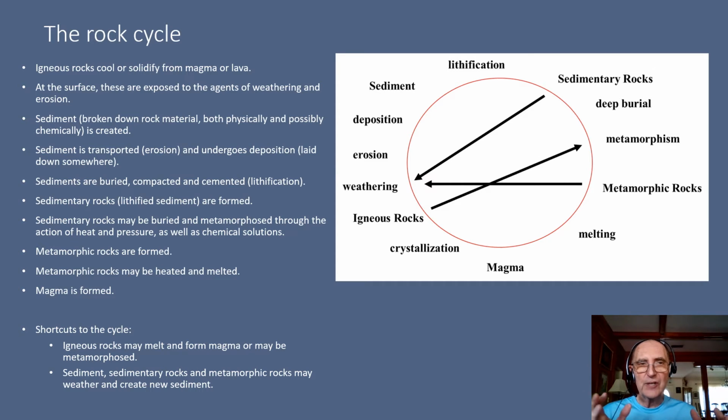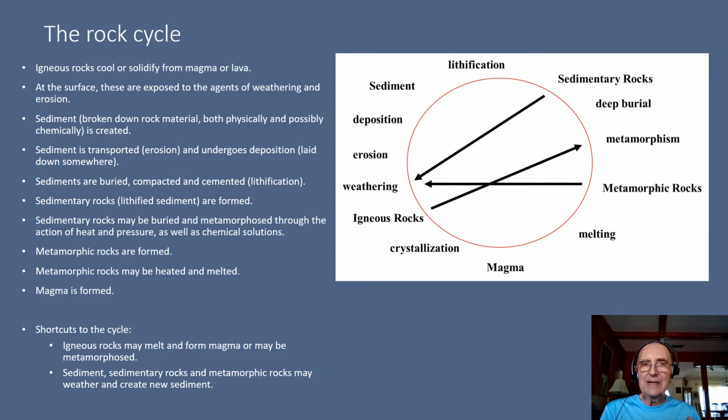When these rocks are exposed at the surface, they are now exposed to the agents of weathering and erosion. That can be water, that can be ice, that can be wind, etc. The bottom line is that these rocks are going to be broken down by physical processes, chemical processes, or combinations of both. Sediment is then created, sediment being this broken down material.